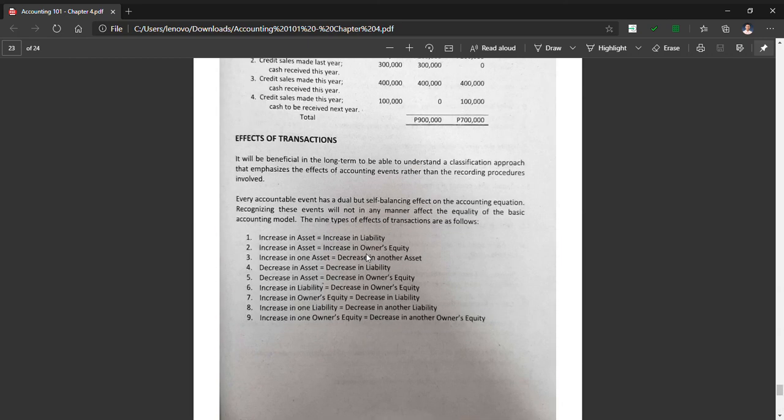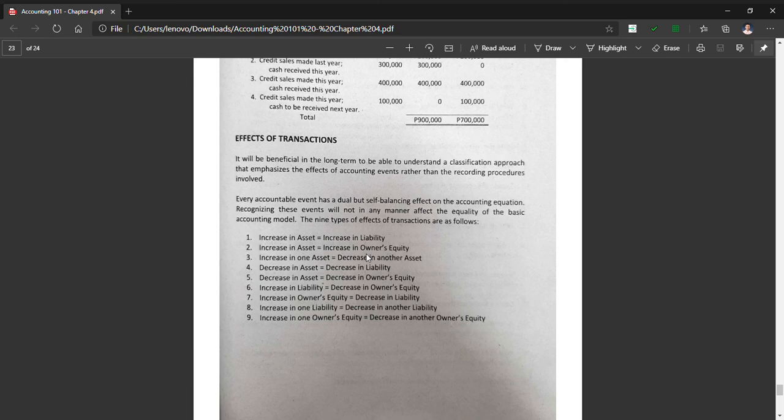Okay, so, last topic natin, yung effects of transactions. Okay, so, it will be beneficial in the long term to be able to understand a classification approach that emphasizes the effect of accounting events rather than the recording procedures involved. Every accountable event has a dual but self-balancing effect on the accounting equation. Okay, recording these events will not in any manner affect the equality of the basic accounting model.